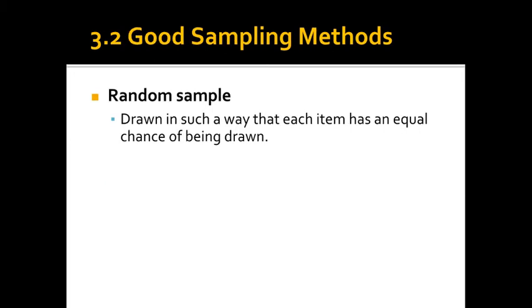So now let's start talking about some of the good sampling methods. The first one we're going to talk about, the one that is used most often, is a random sample. It is drawn in such a way that each item has an equal chance of being drawn. An example of a random sample is, let's say I want a random sample of 100 students from Primavera that I want to ask some questions.